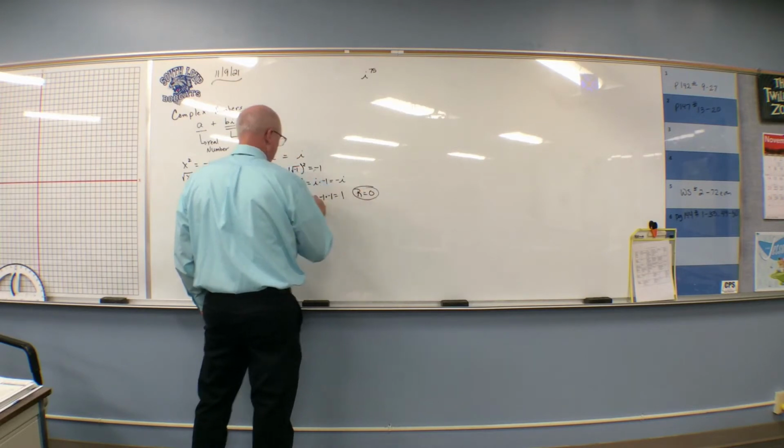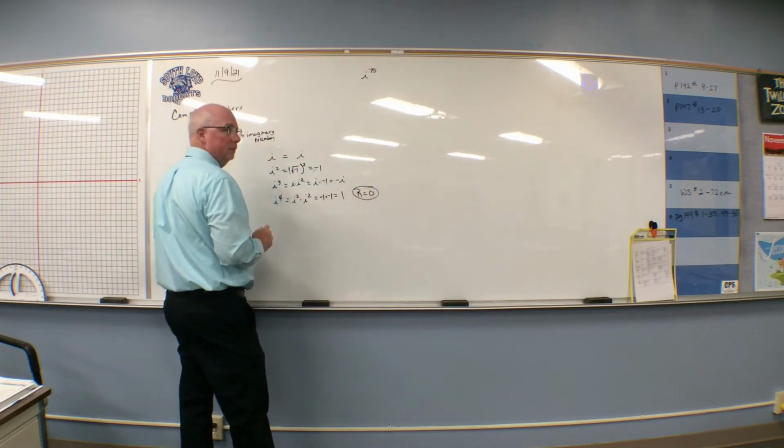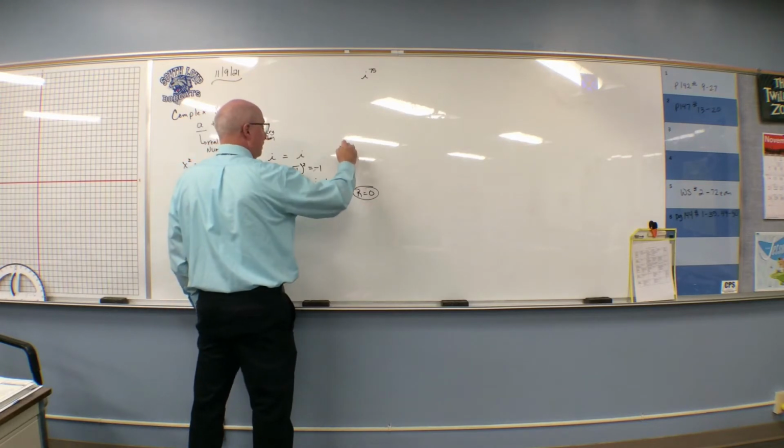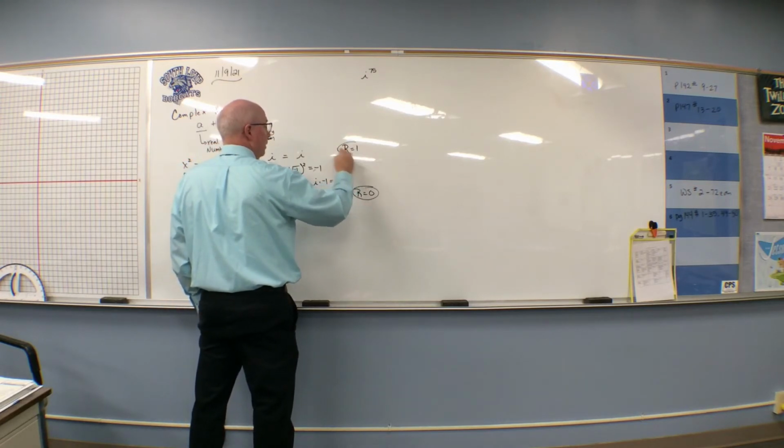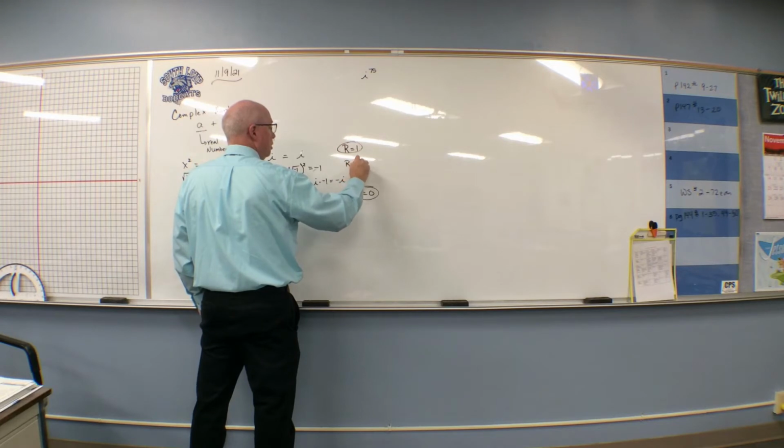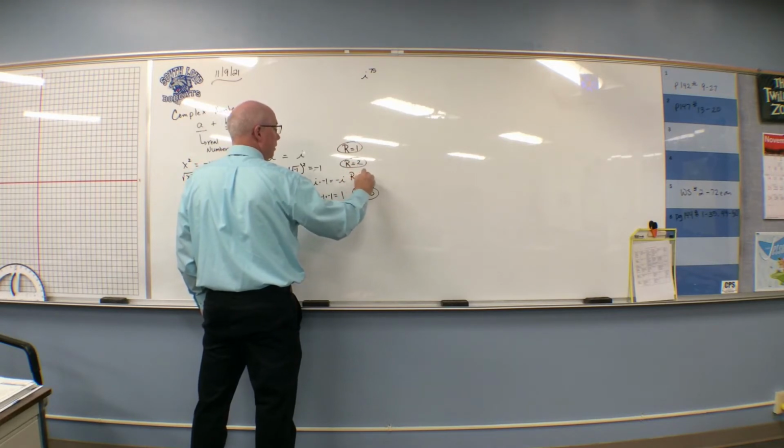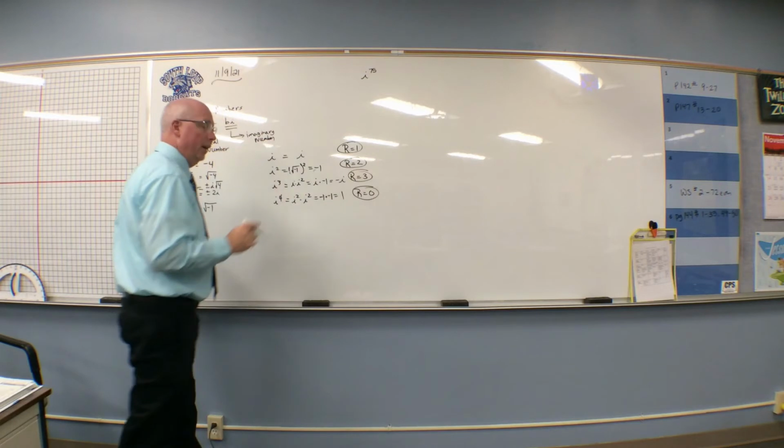We get 1. Now, just going up, this is remainder 1. This is remainder 2. And this is remainder 3. Let me show you how that works.